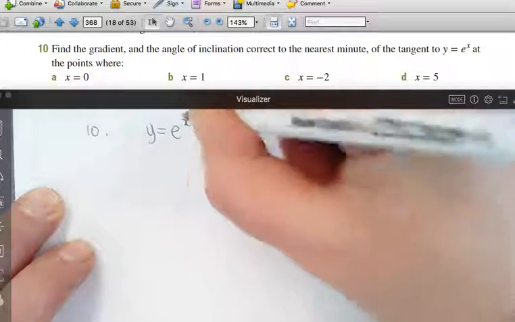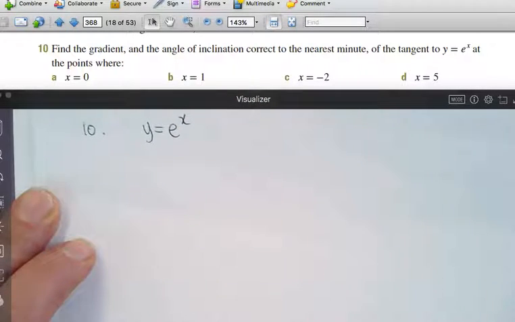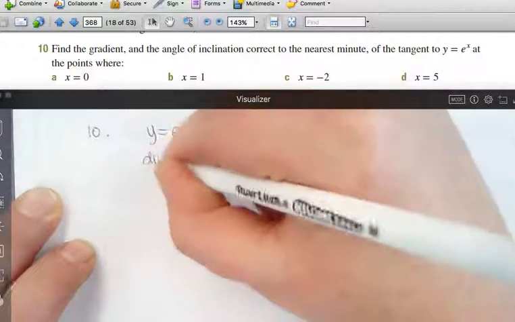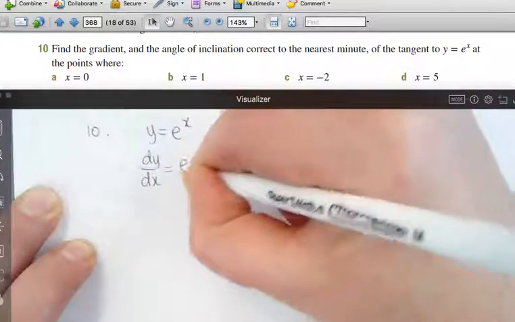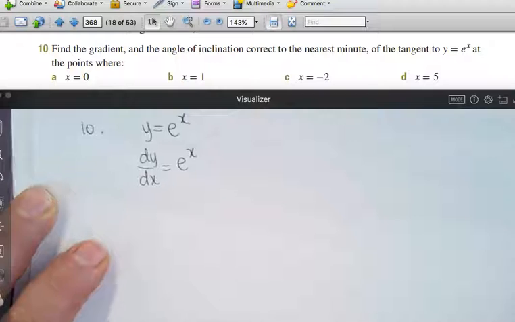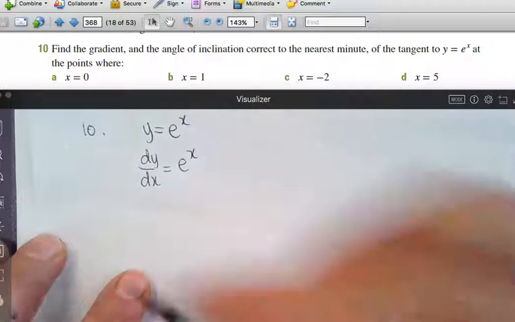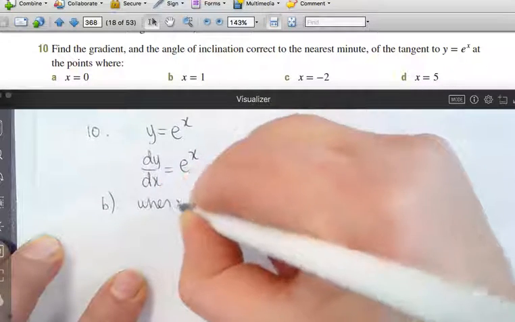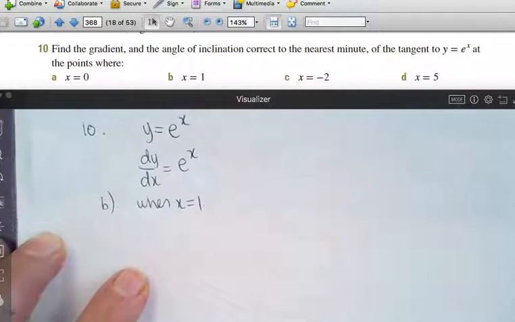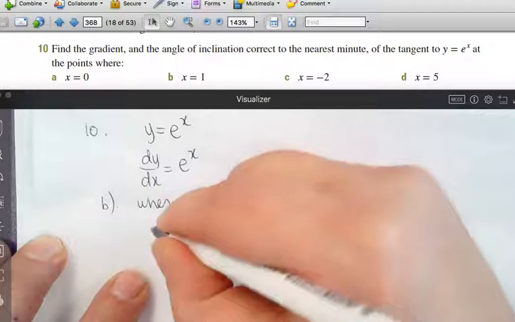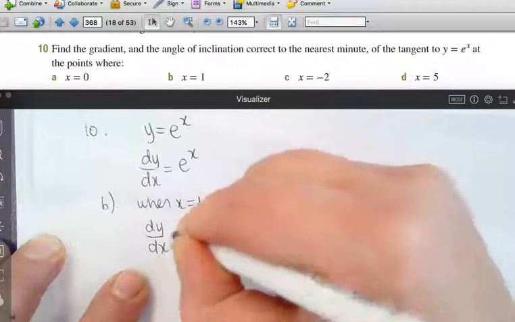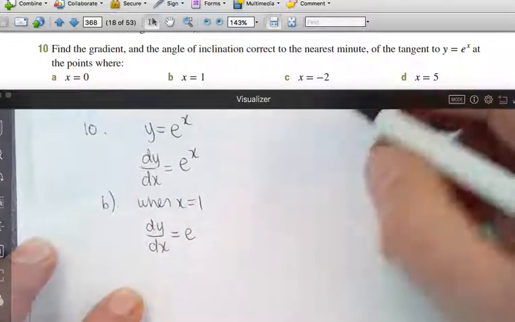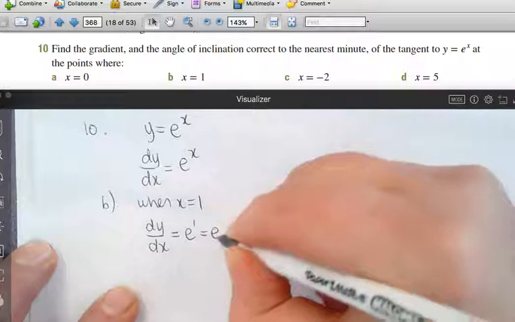Well, they're talking about the gradient. Differentiate, which is the same. And then we want the gradient. Let's just do B and C. We're going to do B. So when x is 1, they want you to find the gradient and the angle of inclination. So when x is 1, the gradient is what? e to the 1, which is e.